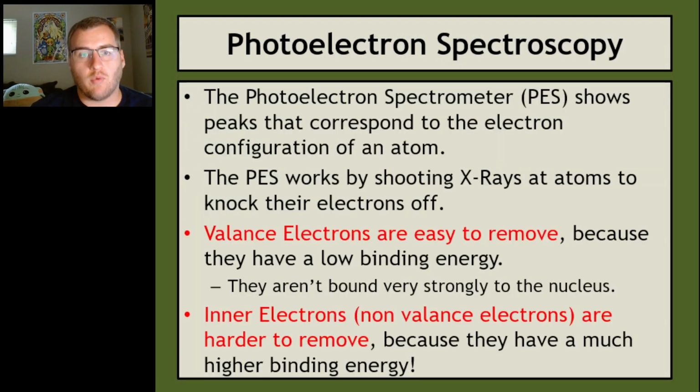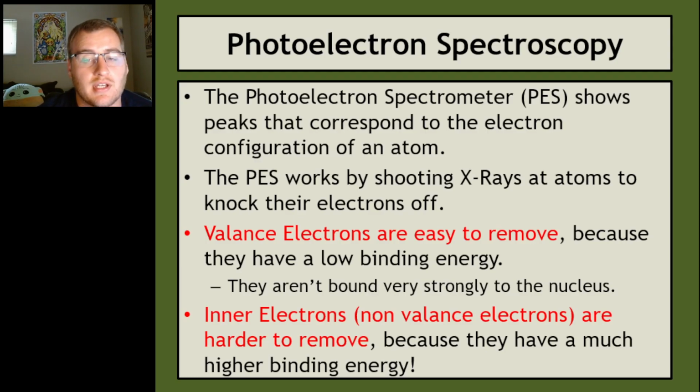All right, we have one more type of analytical tool called photoelectron spectroscopy. So it has that same word, spectrometry or spectroscopy. It means kind of the same thing. The photoelectron spectrometer, abbreviated PES, shows peaks that correspond to the electron configuration of an atom. The PES is kind of complicated how it works, but it shoots X-rays at your atoms, which knocks their electrons off. Valence electrons are easy to remove.